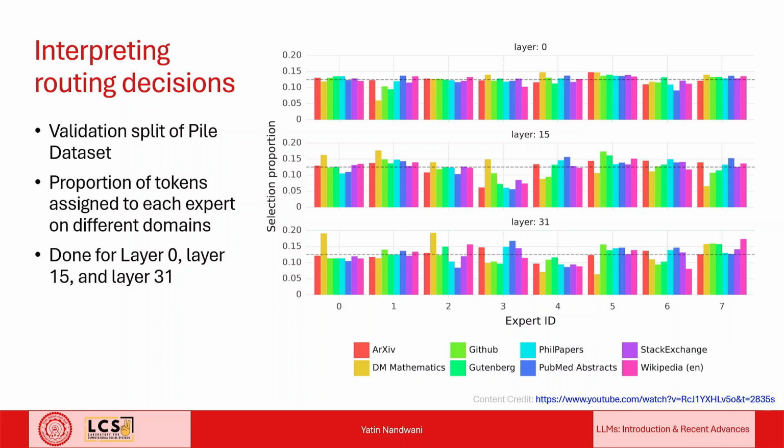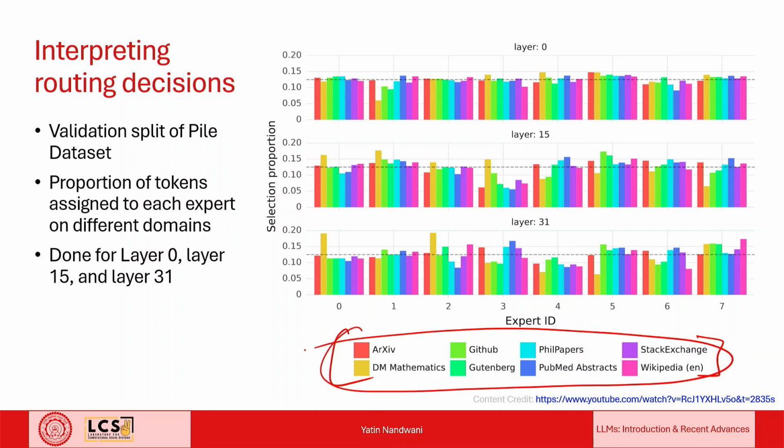The dataset that they are using here is the validation split of the Pile dataset, which they are using for training as well. The Pile is a collection of various datasets, right? These are the different datasets that it has. At layer 0, these are different experts. For the first expert, let's say, they are seeing if a token which belongs to the arXiv dataset versus a token that belongs to the mathematics dataset differs in distribution. This red is arXiv and yellow is the mathematics dataset. This horizontal line is the uniform distribution of 1 by 8. In layer 0, we see that there is not much difference. All this routing probability is almost uniform.